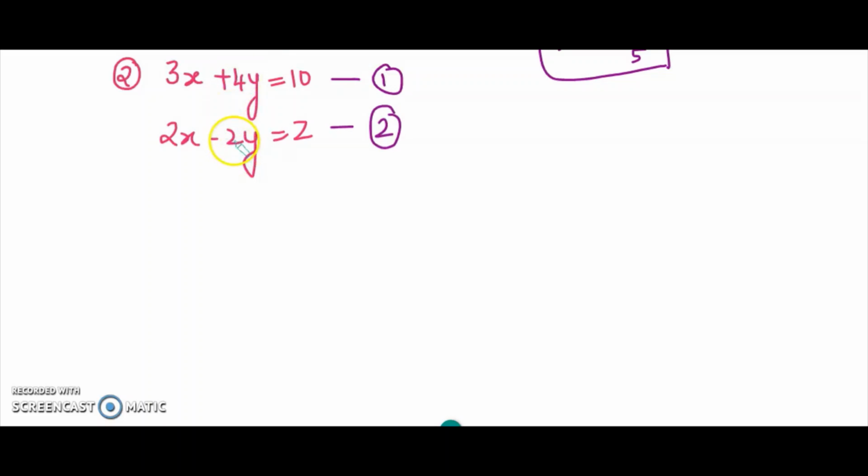Somewhere it's easier to find the LCM than for 3 and 2. Right? So 4 and 2. The LCM of 4 and 2 is going to be 4. That means one of my work is easy. I just have to look at one equation where we have to change the coefficient to 4. The second is already done for me.